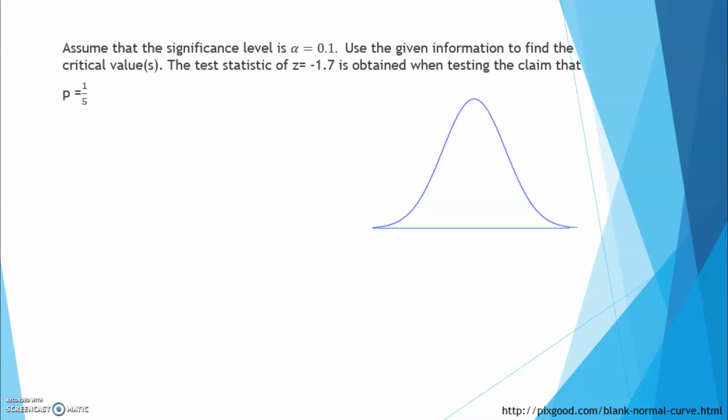Okay, now assume that the significance level alpha is 0.1. Use the given information to find the critical value or values. The test statistic of z is negative 1.7 is obtained when testing the claim that p is equal to 1 over 5.